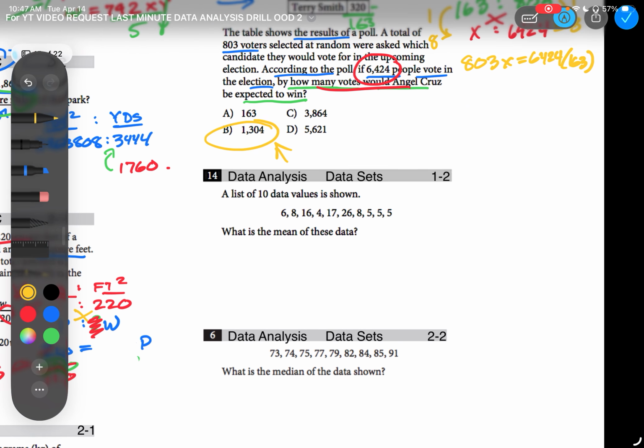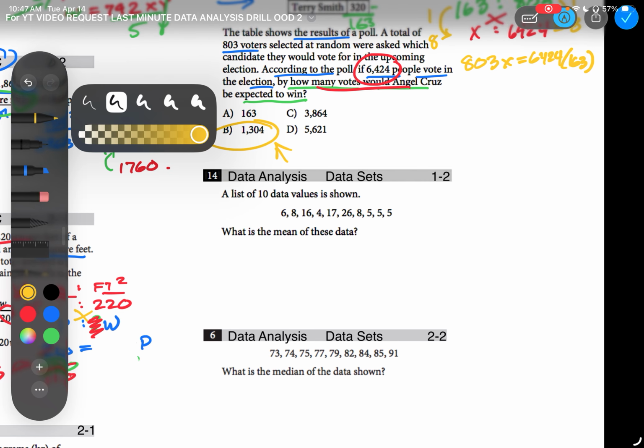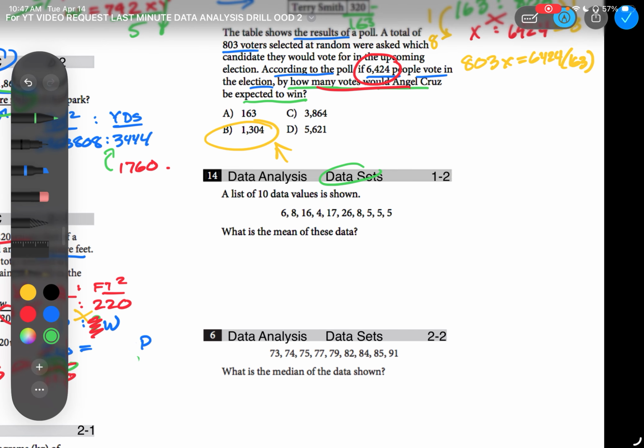All right, question number 14. Oh, now we're going into data sets. So what are data sets? They're just lists of numbers, right? Here, a list of 10 data values are shown. What is the mean? Oh, what is mean also? It is average. So in order to get the average, what do we have to do first? We're going to have to take those 10 numbers and add them all up together, right? If we add them all up together carefully, it's going to equal 100.